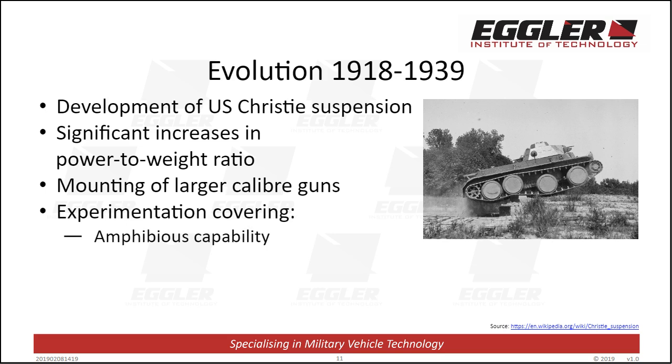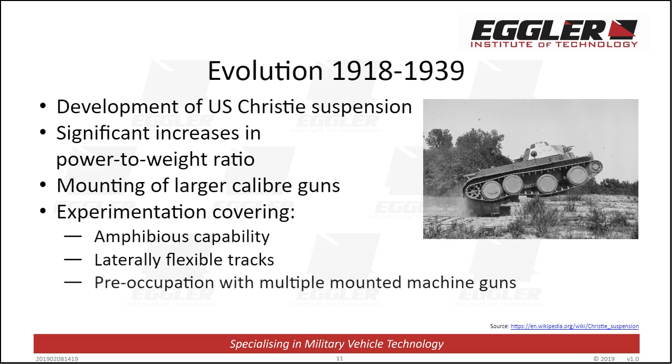There was experimentation around the design of amphibious vehicles, the development and testing of vehicles using laterally flexible tracks, as found in the Tetrarch light tank, and a fascination by armies to mount multiple machine guns on vehicles. The latter arose from the thinking of that time that fighting vehicles were primarily a platform to support the infantry.